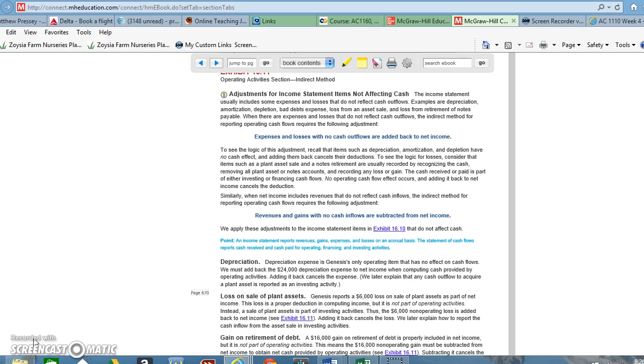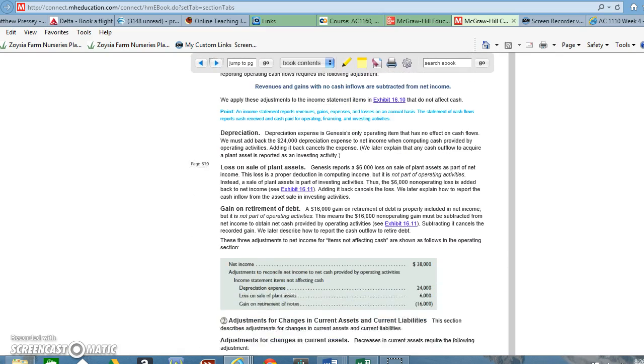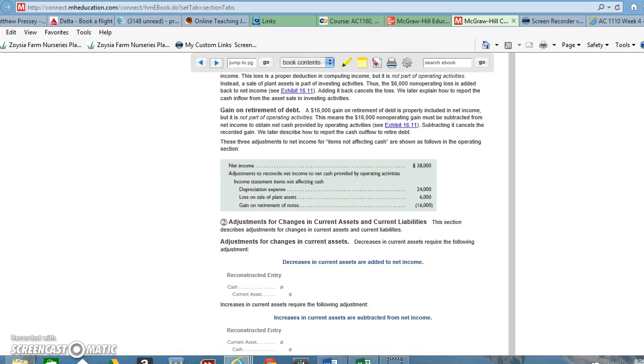Further down here on 669, they start listing some of the reconciling items that you would either add or subtract from that net income that typically don't affect cash, to get you back to that ending cash number, which would include things like depreciation on fixed assets, a loss on a plant asset, such as say a machine that you took a loss on, it wasn't fully depreciated. Further down, they get into gains on retirement of debt and a few others. So be sure to give these a good read.